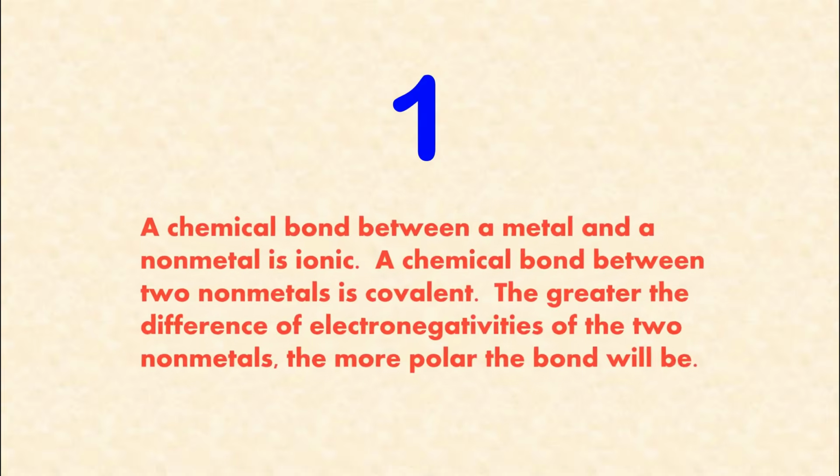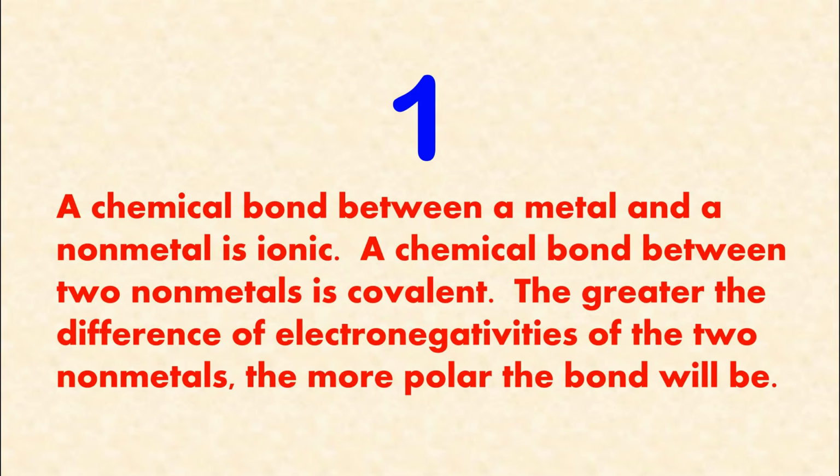Number 1. A chemical bond between a metal and a nonmetal is ionic. A chemical bond between 2 nonmetals is covalent. The greater the difference of electronegativities of the 2 nonmetals, the more polar the bond will be.